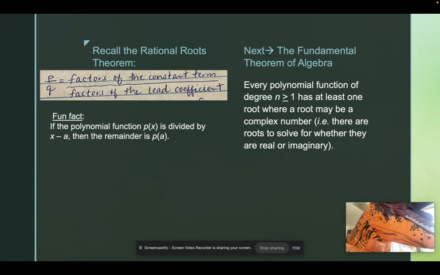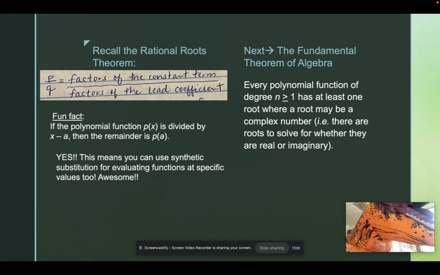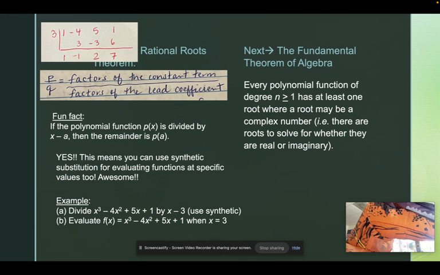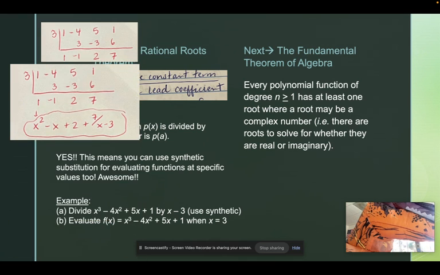If the polynomial p of x is divided by x minus a, then the remainder is p of a. What that means essentially is that you can use synthetic division to go ahead and evaluate functions. Okay, so for example, if we divide this polynomial using synthetic division and then try to evaluate when x equals 3, here's what we get when we do the division. And of course we get our quotient with our remainder of 7.